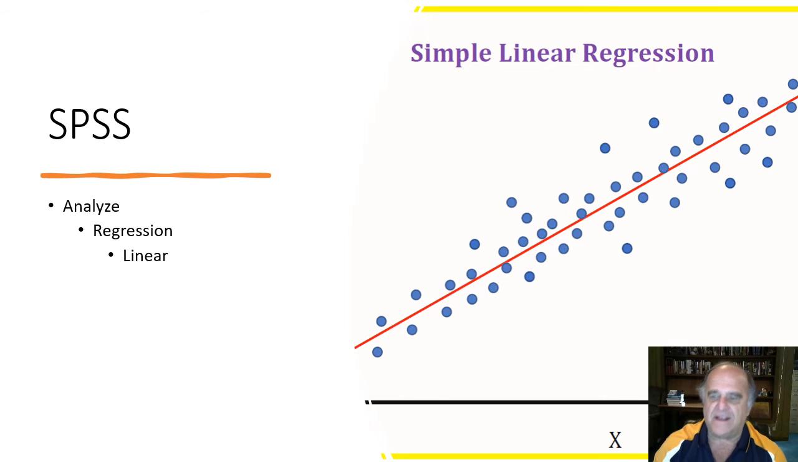So again, it's the same as our simple linear regression. In SPSS, we just say analyze regression linear, and it'll run our regression analysis. We'll get a menu, and we can pick our choices, and it'll run our regression analysis.